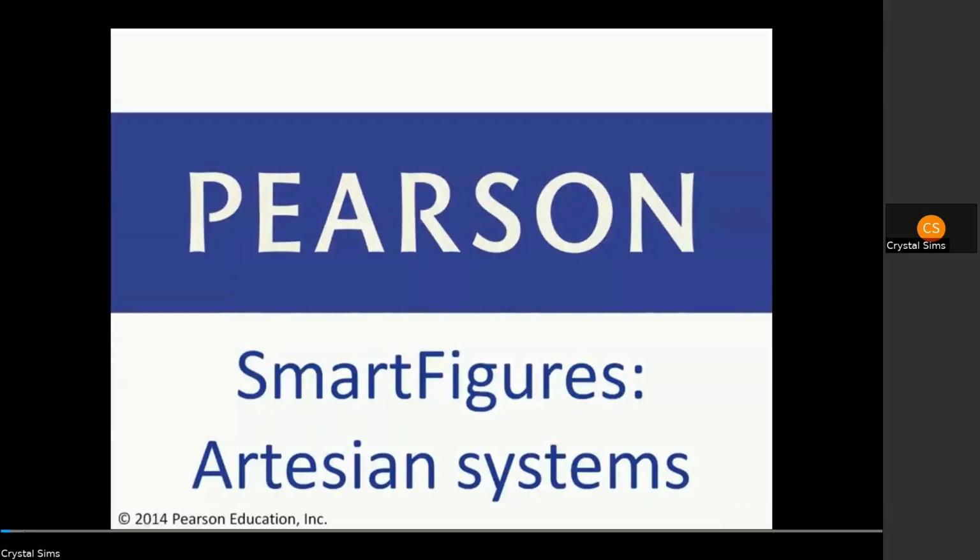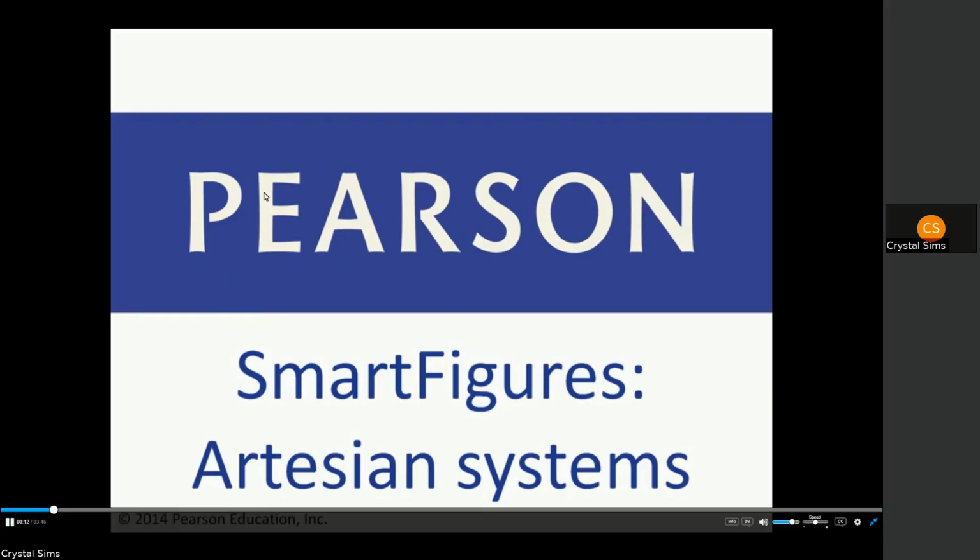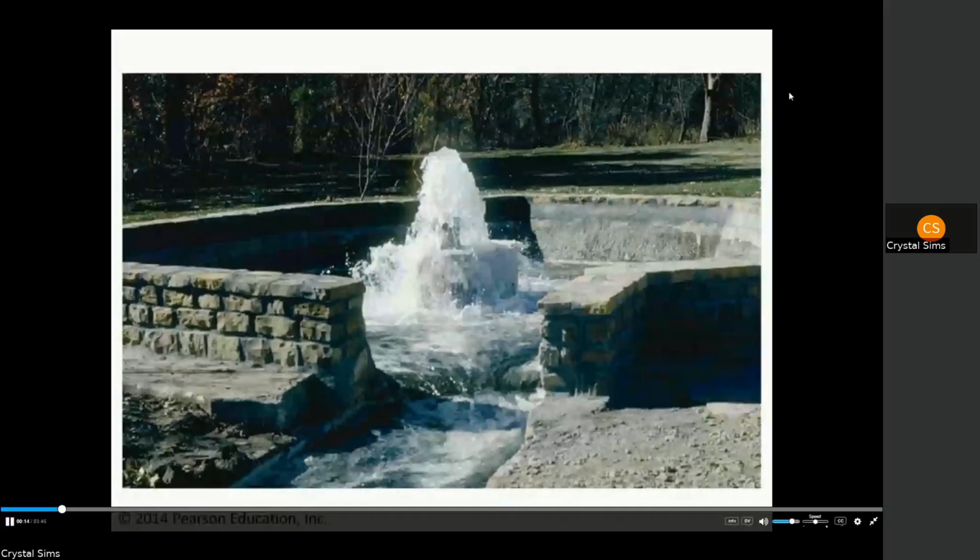Hello, this is Callan Bentley. Welcome back for another smart figure. After watching this video, you should be able to describe what an artesian system is and distinguish between flowing and non-flowing artesian wells. This is an example of a flowing artesian well.